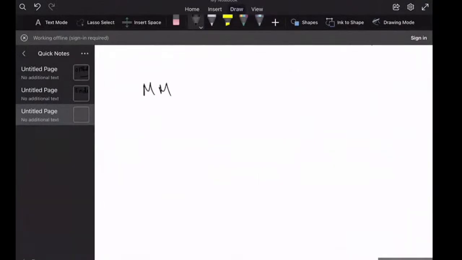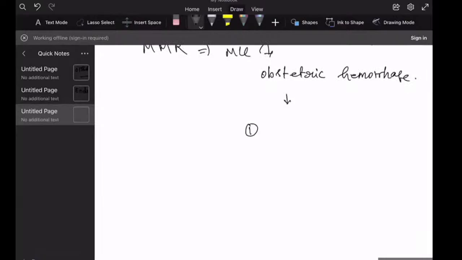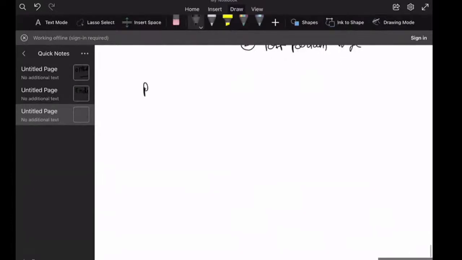In SPM we would have learned the maternal mortality rate. The most common cause of maternal mortality is going to be obstetric hemorrhage. Obstetric hemorrhage can be of two types: antepartum hemorrhage and postpartum hemorrhage. We'll learn about postpartum hemorrhage first.